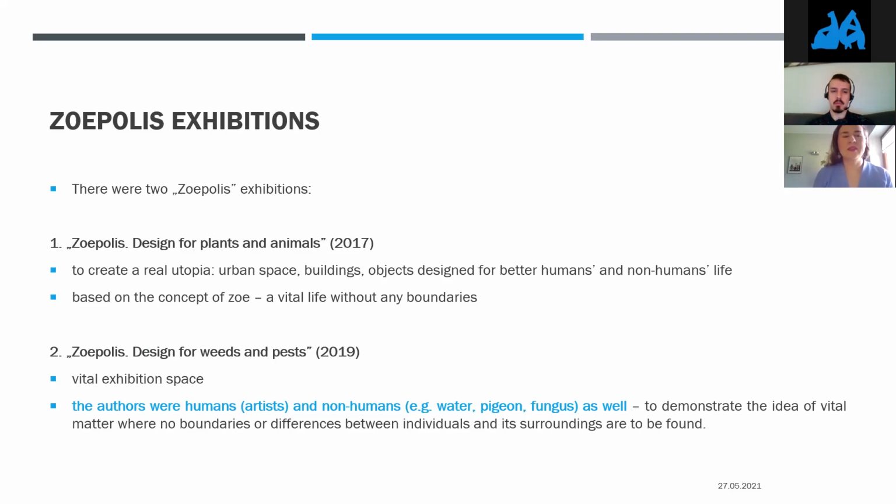And the first exhibition took place in a gallery, whilst the second one took place in a building, which was very strictly connected to its surroundings. It was situated by the river. There was an open door, let's say it metaphorically, an open door for nature to come into this building. So there were some different and non-human inhabitants in this building.